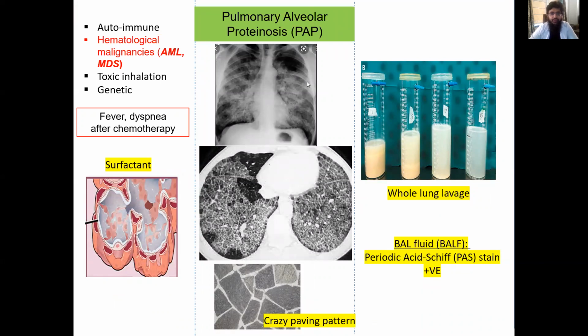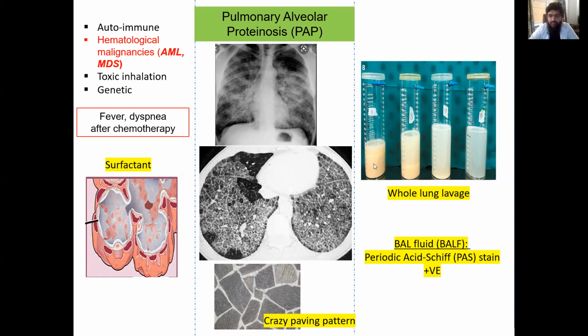Pulmonary alveolar proteinosis can also be seen in hematological malignancies, although it's more common in autoimmune conditions. The patient presents with fever and dyspnea after chemotherapy with bilateral perihilar alveolar opacities. It is due to the accumulation of surfactant inside the alveoli. The patient presents with bilateral ground glassing in the CT chest with interlobular septal thickening, a pattern known as a crazy paving pattern because of the thickening of the interlobular septa, as shown here.